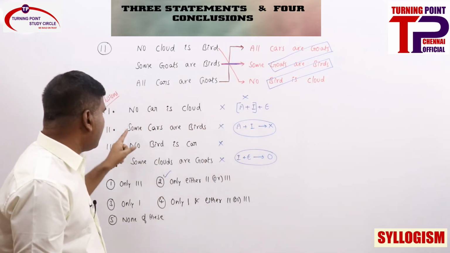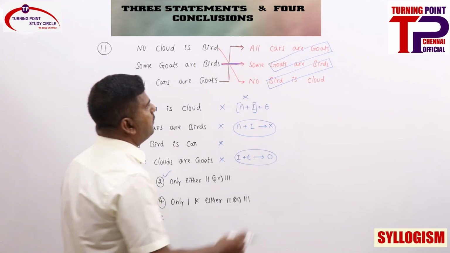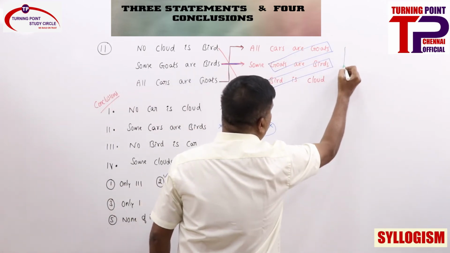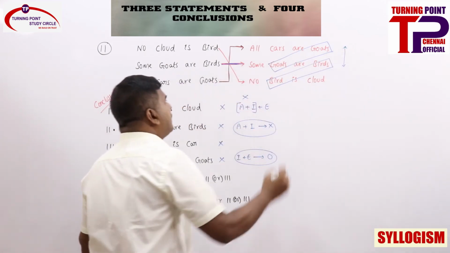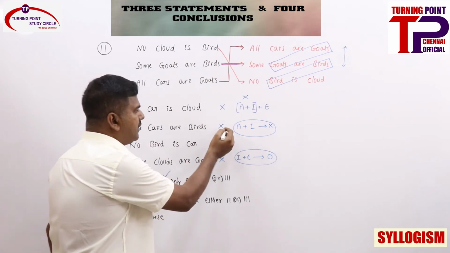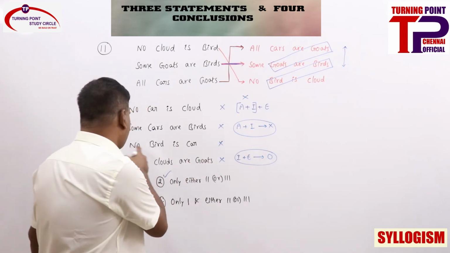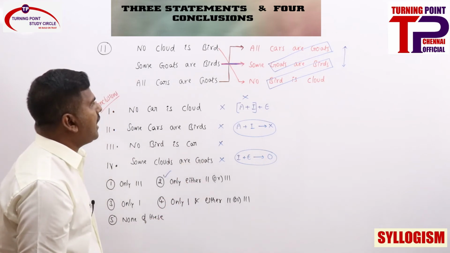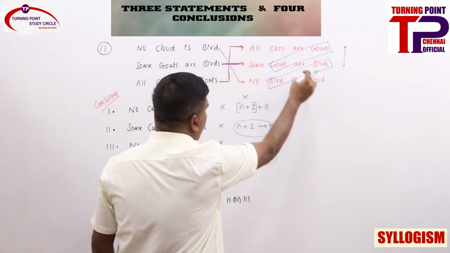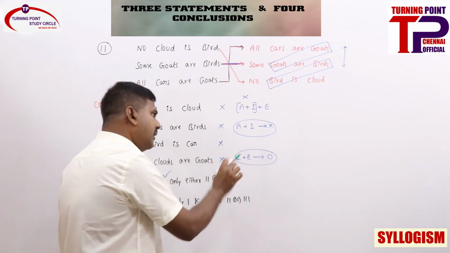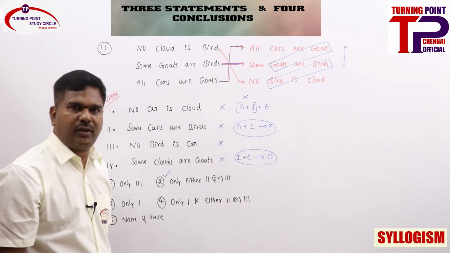Come to the next one. Some cars are birds. Where are cars and birds? Statements 1 and 2. A plus I gives no conclusion. That is the reason the second one is ruled out. Third one, no bird is car. Where is bird and where is car? Again statements 1 and 2. A plus I gives no conclusion, so the third one is also ruled out.